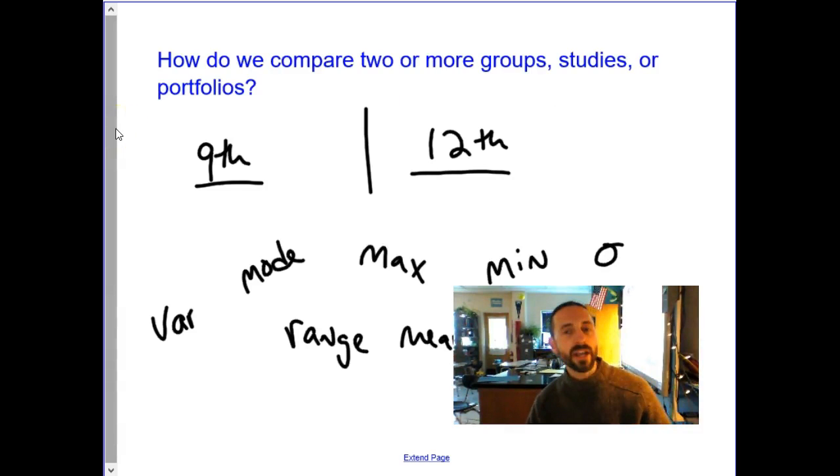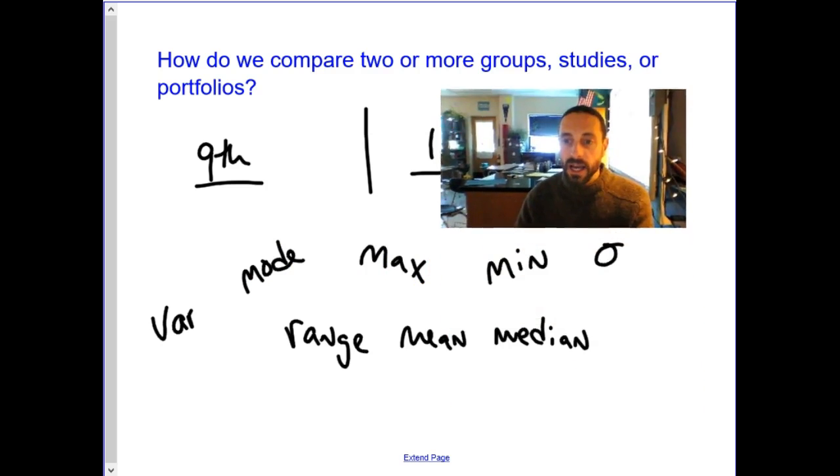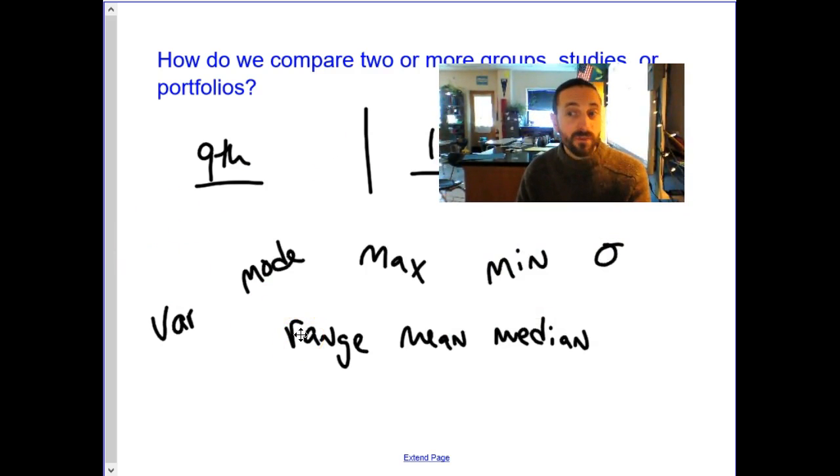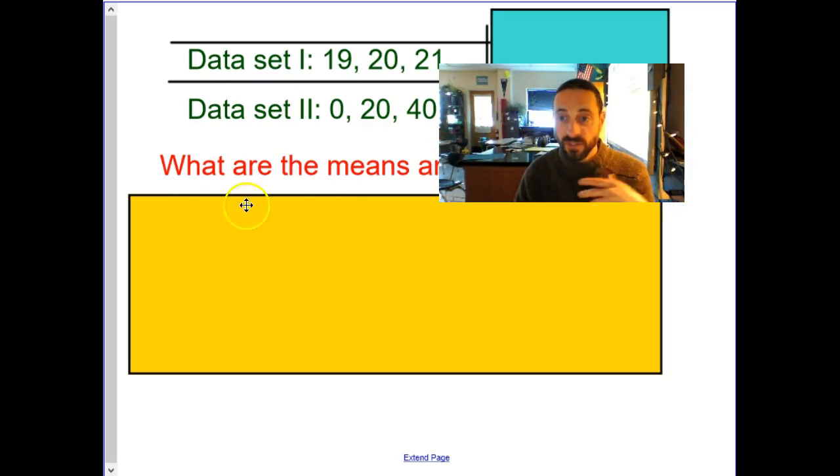So when you think about comparing two or more groups or studies or portfolios or classes, there's lots of ways to think about how you could compare. If you wanted to look at the height of 9th graders and 12th graders, you would expect a difference in the mode. Maybe they have different maximum heights, minimum heights, ranges. Range you're probably familiar with, max minus min, so there may be differences in the spread of the data, different averages, medians. We're going to talk about variance and standard deviation here, and how that plays out in comparing two groups of data.